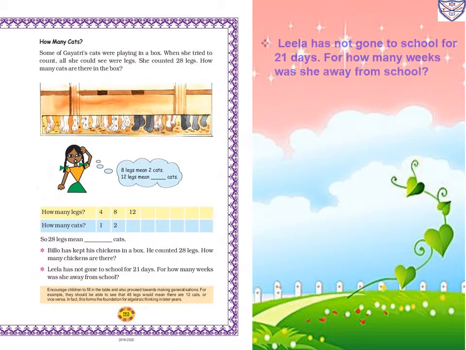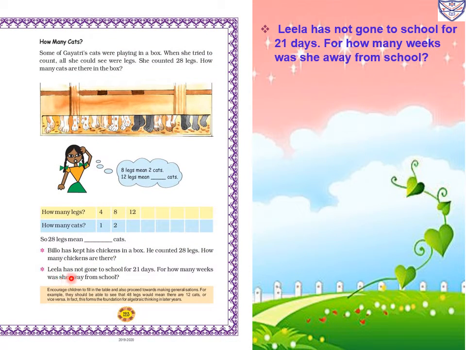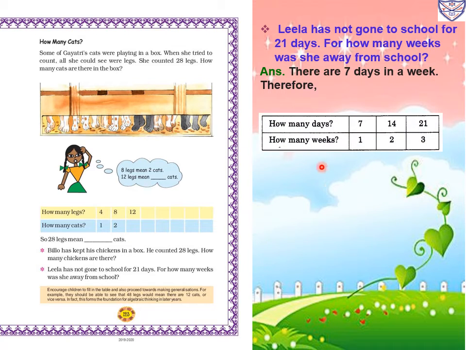Now same page. Last question. Leela has not gone to school for 21 days. How many days has she not gone to school? 21 days. For how many weeks was she away from school? So we have to find out how many weeks she has not gone to school. So how many days are there in a week? There are 7 days in a week. So how many weeks?